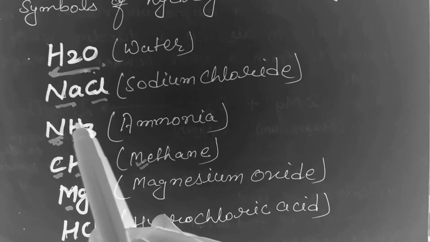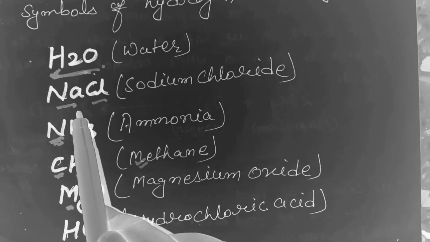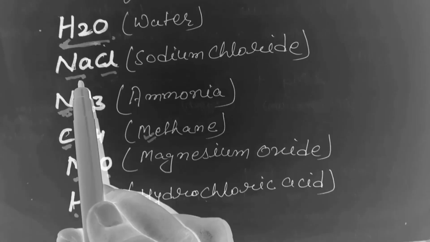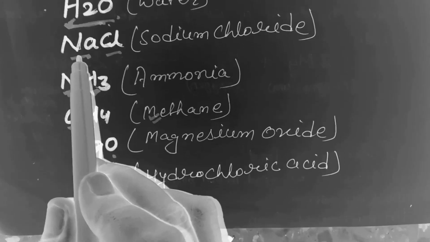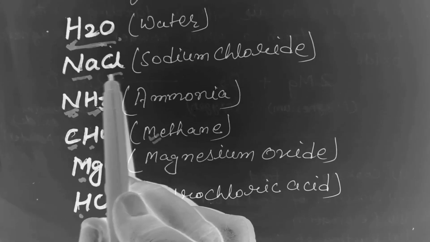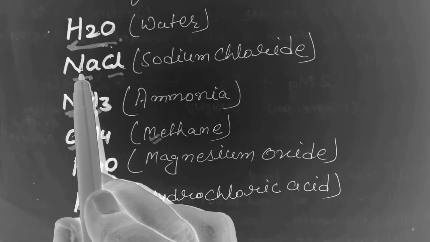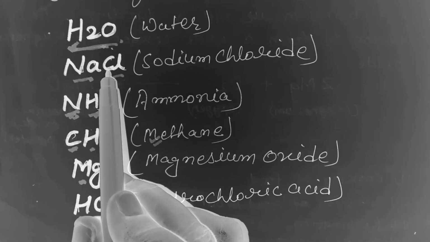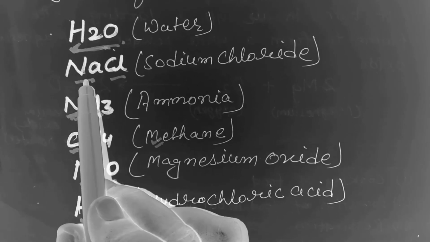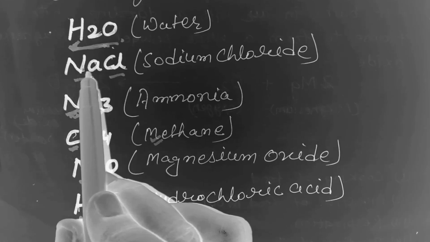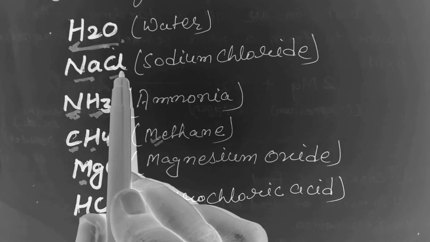Now the next example is sodium chloride, which is also said to be common salt. In the case of common salt, Na is the symbol of sodium. Cl is the symbol of chlorine. So see here, when sodium reacts with chlorine, what forms? Sodium chloride. So it is the formula of sodium chloride. Na, sodium, Cl, chlorine.